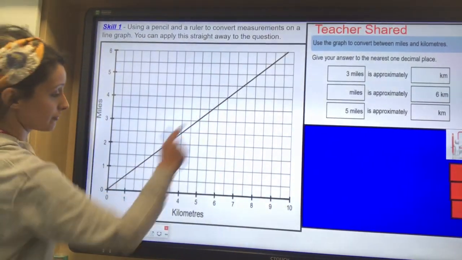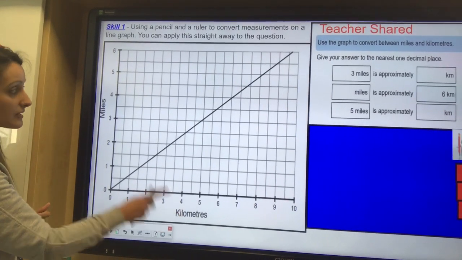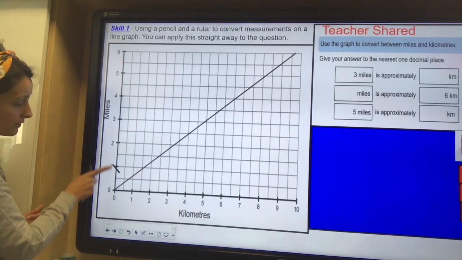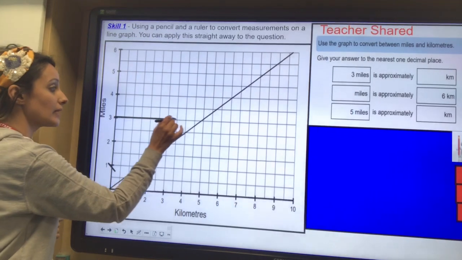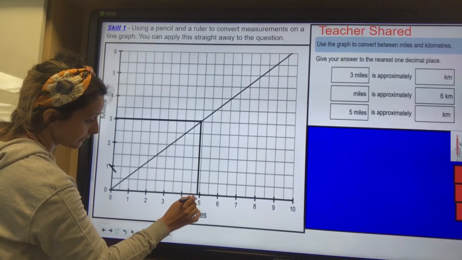Line. So first of all, 3 miles. I need to know which axis to look at. I don't look at the kilometres. They're telling me about miles. I look up for 3, and this is where I need to understand my scales. So 1, 2, 3. 3 miles, pencil and ruler. I would draw along on my line graph until I hit that line, and then I would come down here.